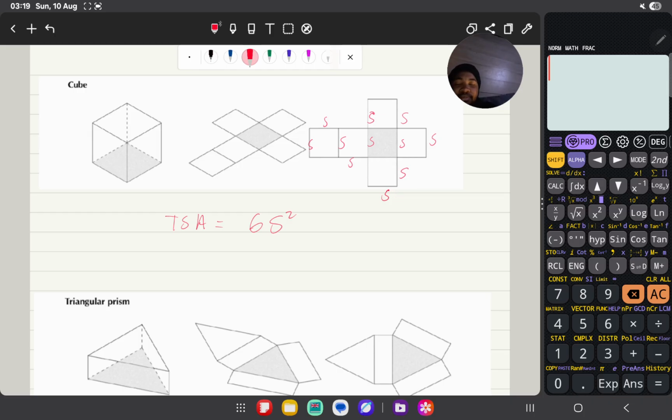So you have this one. Number 1, you have side times side. Number 2, you have side times side. Number 3, you have side times side. Number 4, side times side, side times side, side times side. So it's gonna be 6s squared.